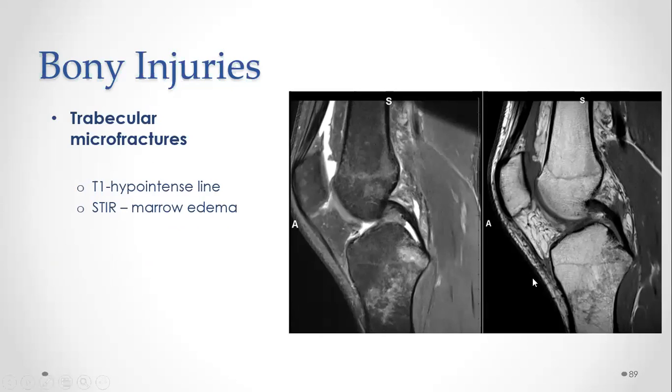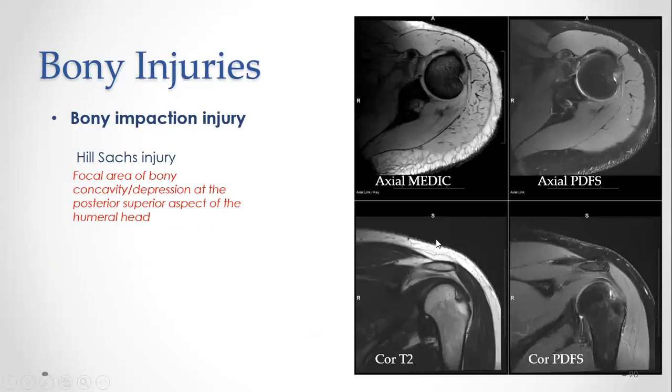Trabecular microfracture is recognized by identifying these hypointense lines on T1. And if you look at your fluid sensitive sequence, you see there is associated edema in the bone. So this is a trabecular microfracture.